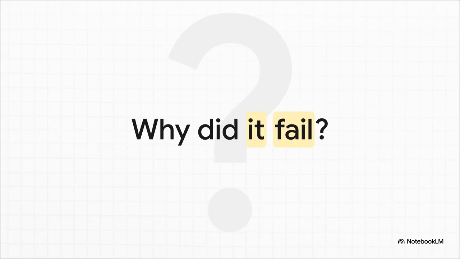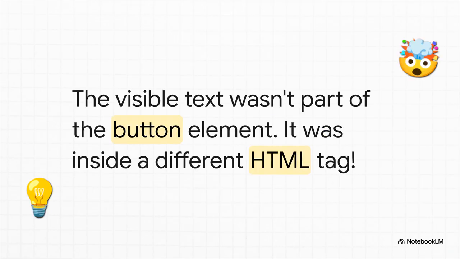What gives? We used the right tool from our information toolkit. We wanted the text. Why did it fail to see something that was so obviously there? And here it is, the aha moment. The problem wasn't the tool we used, it was the target. When you look at the HTML, you realize the text, request a demo, wasn't directly inside the button tag. Nope. It was nested inside a different tag, maybe a span, that was inside the button. The structure of the page was playing a trick on our script.